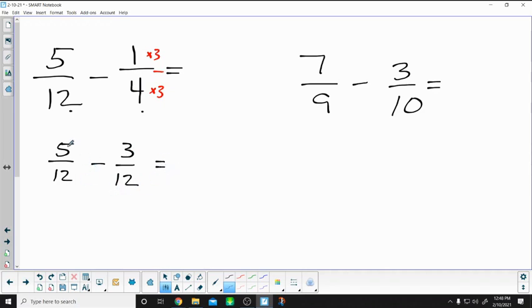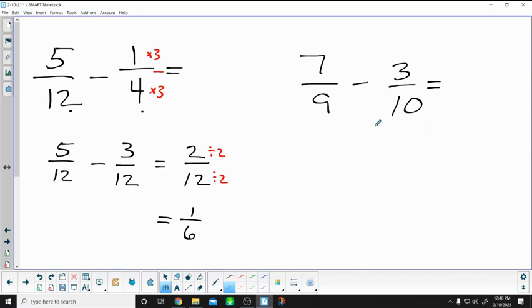So let's do this. We got 5 minus 3 is 2. And then make sure you don't change the denominator. It says 12. Now looking at this answer, I can still reduce this, which I'm going to. 2 and 12 is both divisible by 2. So 2 divided by 2 is 1. 12 divided by 2 is 6. So my answer is, when I have 5/12 minus 1/4, after all this work, I come out with 1/6.